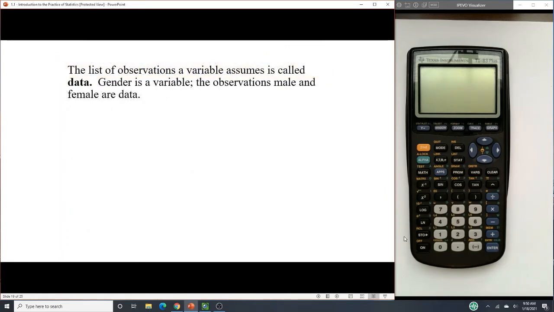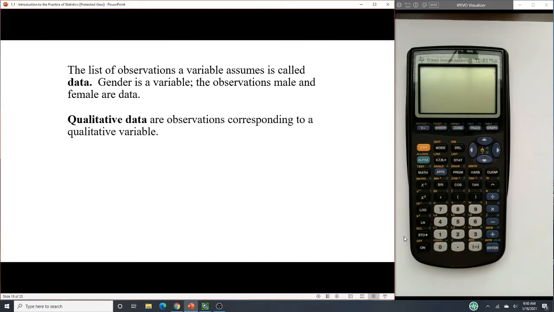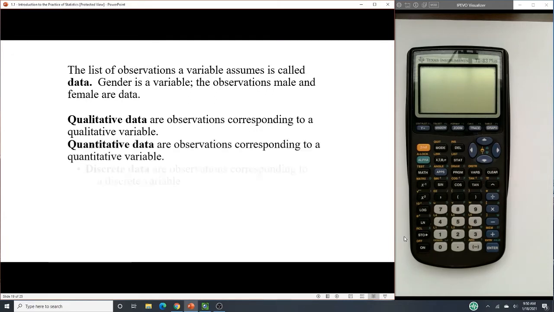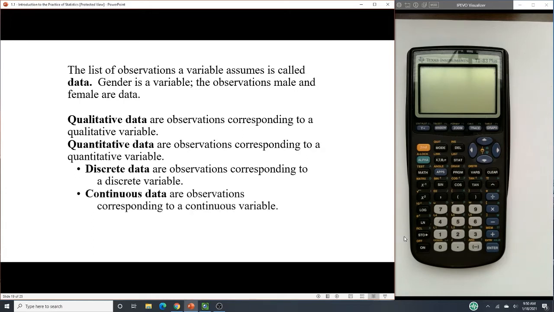The list of observations of a variable is called data. So again, qualitative data goes with the qualitative variable. So data just talks about the variables. So all of those things are the same when we deal with them. Those words, data, just go with those variables.